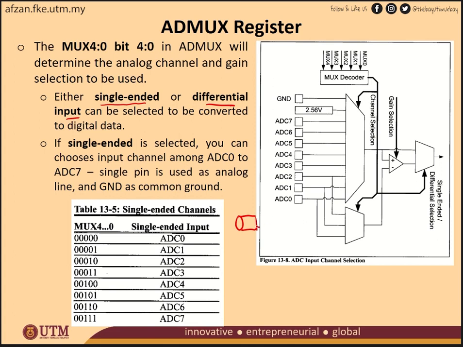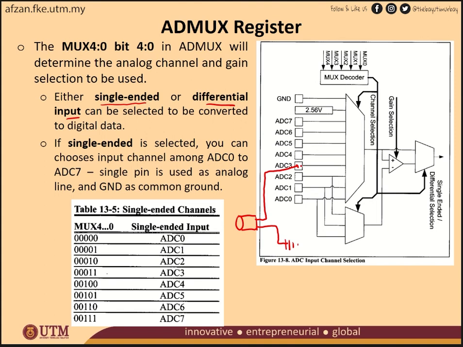One pin of your sensor goes to your ground, and the other pin is connected to your ADC. Let's say this sensor here is connected to ADC3. We're going to use single-ended.